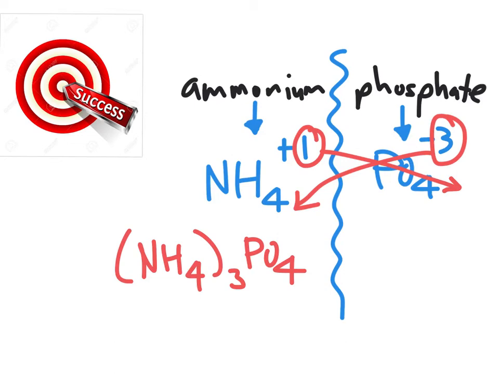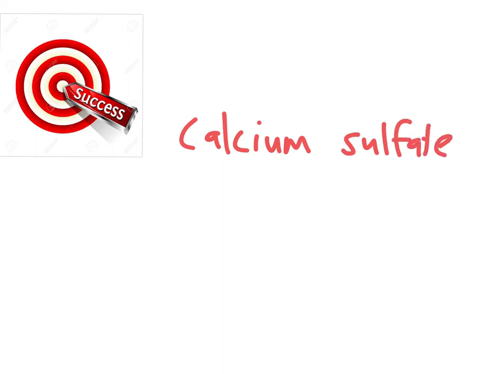And again, the reason that we used these parentheses here was to separate out that 4 subscript from the 3 subscript. Okay, the next example is calcium sulfate. Calcium is a type 1 metal, so we're going to split this up with a squiggly line and go ahead and draw the ions for both sides.